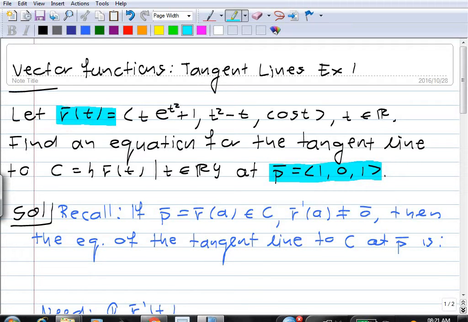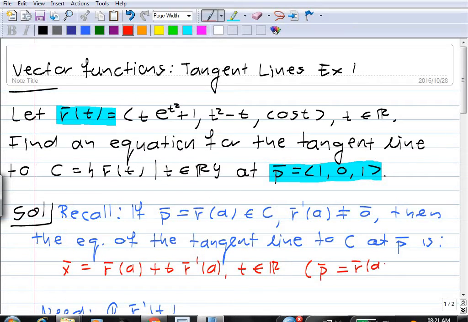Right. So recall that if P equals r of a is a point on C, and the derivative of r exists at a, then we can write down an equation for the tangent line to the curve C at the point P as x is equal to r of a plus t r prime of a, t an element of R. And note of course that P is the point r at a.